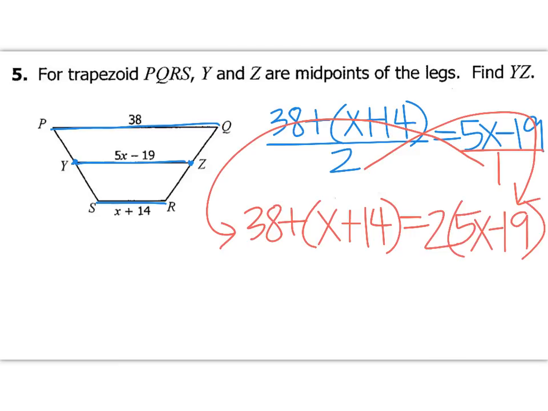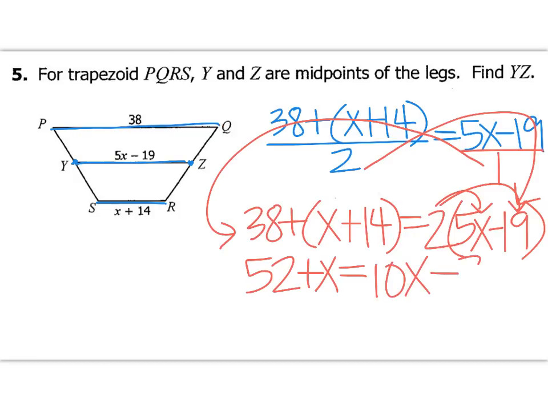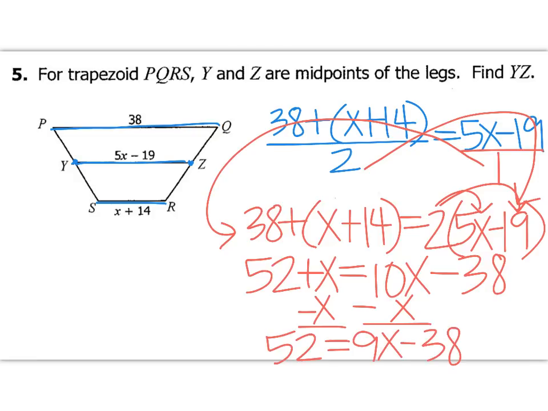All right, on the left side of the equation, we've just got addition. We're just adding, so just combine like terms. We get 52 plus X. On the right side, we want to make sure to distribute the 2 to both terms inside because we're multiplying. So 10X minus 38. Then let's move all the X's to one side. We get 52 equals 9x minus 38.